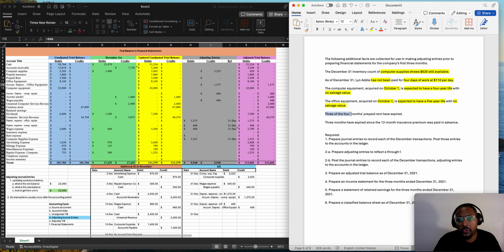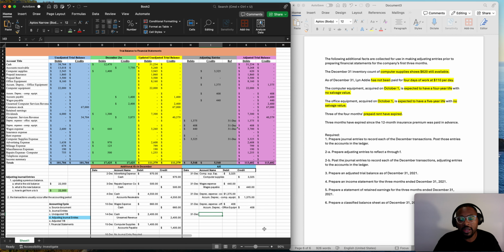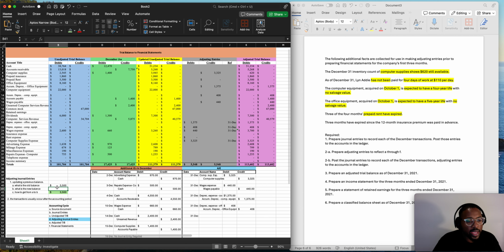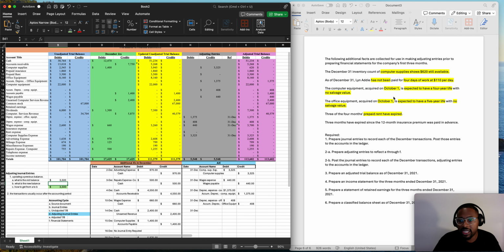It says 3 of the 4 months worth of prepaid rent have expired. So what's happening here? So think about it. We've got to ask ourselves, so let's go back here. What is the old balance? So we go to prepaid, they want prepaid rent. So that's going to be 3,500. Well, they said, what would the new balance be? We don't know right now because they didn't give us a new balance.